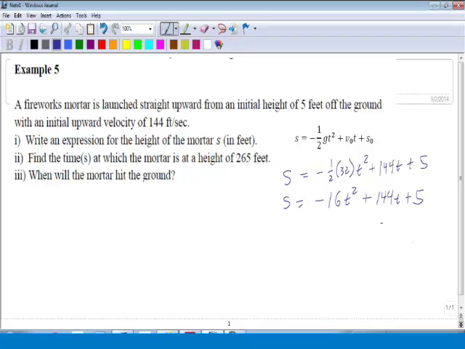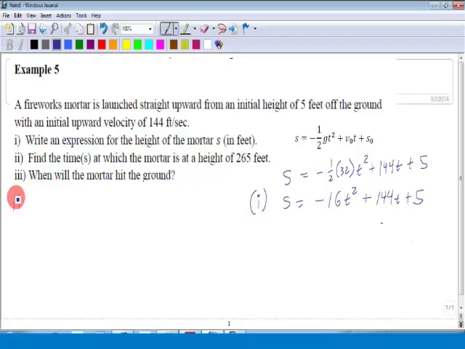We'd have to get up on the roof and drop some stuff and get a stopwatch and time it and do some experimentation to come up with the 32 if we had to. But the 32 will be consistent from problem to problem. Okay, so this is 1 right here. 1, write an expression for the height of the mortar S in feet.